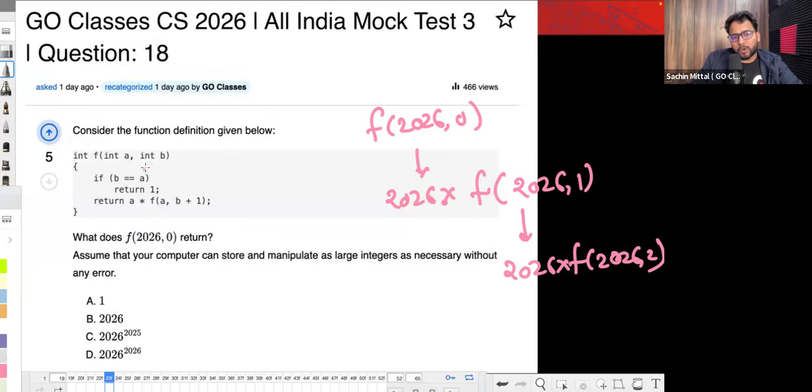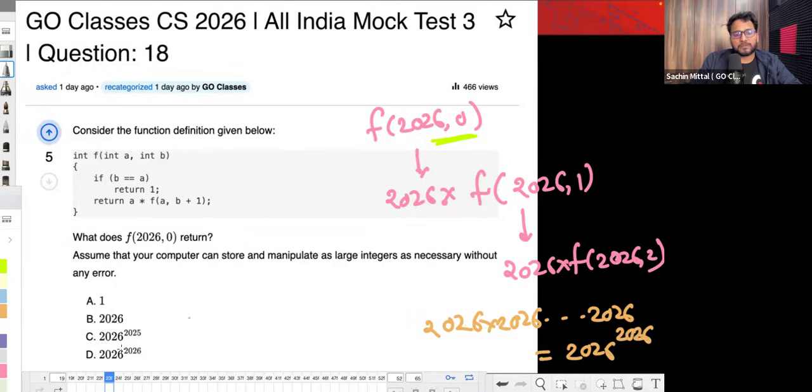Now you notice one thing, that it will stop whenever b is a, which means these two values become equal. So, how many 2026s will come? See, this is how many times lesser? This is basically 2025 times lesser, or here, if you see, this is 2026 times lesser, right? So it will basically produce 2025 more of these values. Or in other words, it will be 2026 multiplied 2026 times, which is 2026 power 2026. So that's why D is the correct answer.